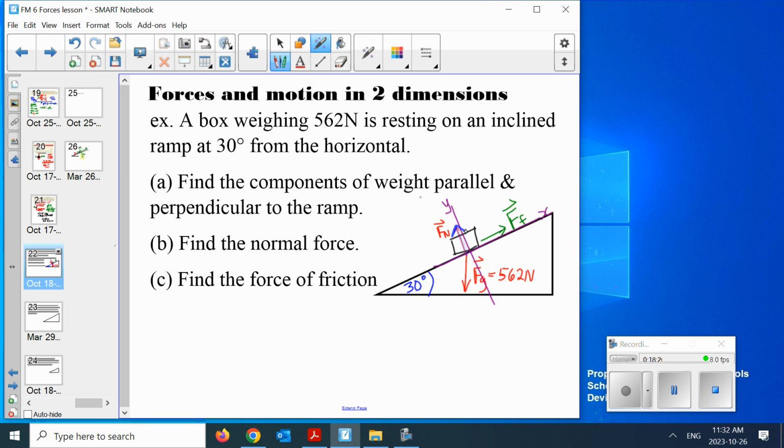The 30 degrees was given. And we know that the tendency of the box will be to slide down the ramp. So that's why I said my friction force is going up the ramp, the x-axis.